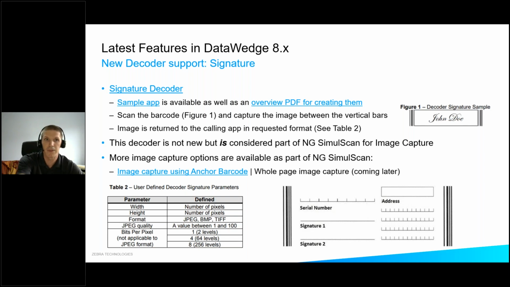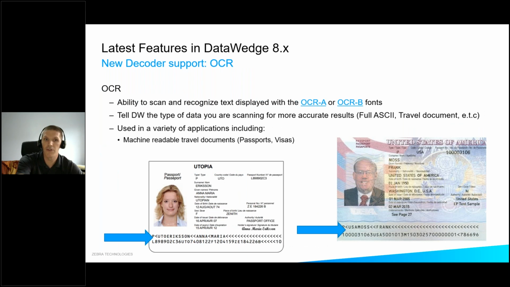So do consider that. The other new decoder of note has been added very recently. It's OCR, optical character recognition. It's important to understand the scope of what is supported in DataWedge out of the box. You can't just write something on a piece of paper or an envelope and scan it and expect that to work.